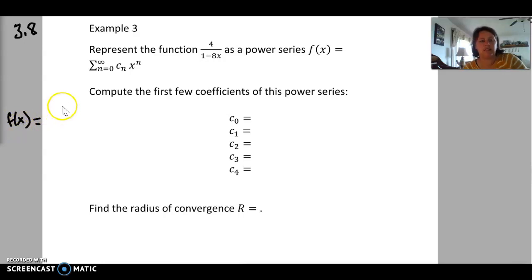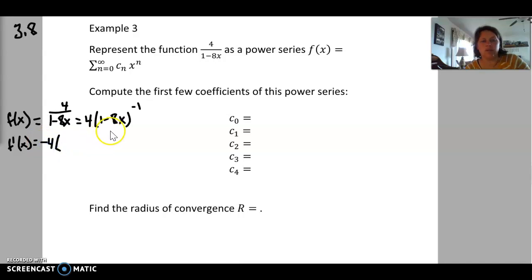So we've got f of x is equal to 4 over 1 minus 8x. Let's rewrite that so it's a little easier to take our derivative. So 4 times 1 minus 8x to the negative 1 power. First derivative, bring down the negative 1, multiply it by 4, so negative 4. And then we're also going to have this chain rule, so let's go ahead and multiply that negative 8 out in front also. Then times 1 minus 8x, and subtract 1 from the exponent. Simplifying that, we have 32 times 1 minus 8x to the negative 2.